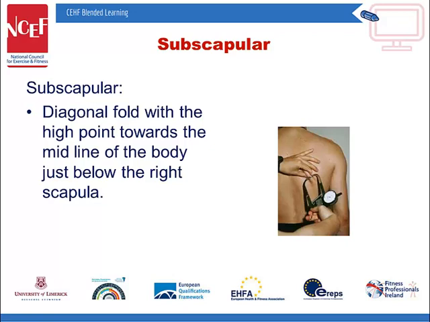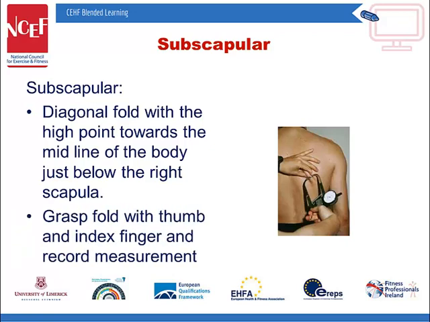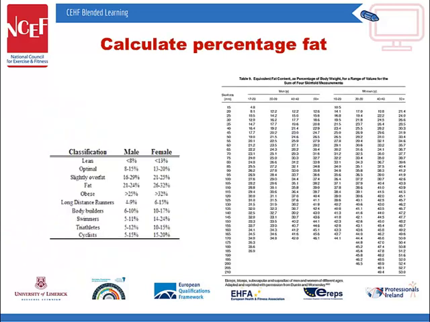The subscapular one at the back, you can see it's a diagonal measurement taken just below the right scapula. Quite an easy one to do. Again, measuring with the thumb and the index finger, and record again and write it down.